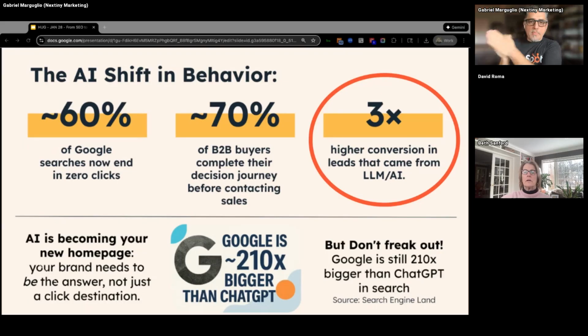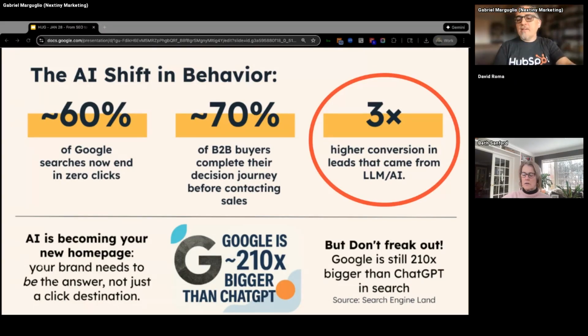Instead of people going to your website, and we'll talk about that, your brand also needs to be there. It needs to be the answer. It needs to try to control the narrative in AI as much as possible. But also, don't freak out.